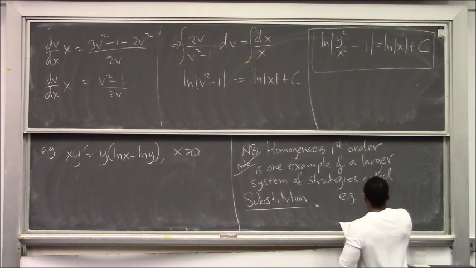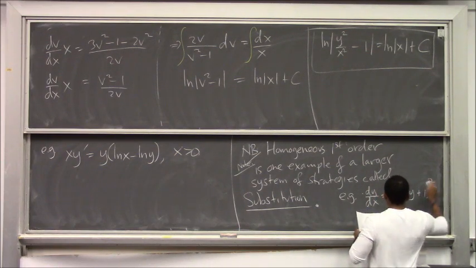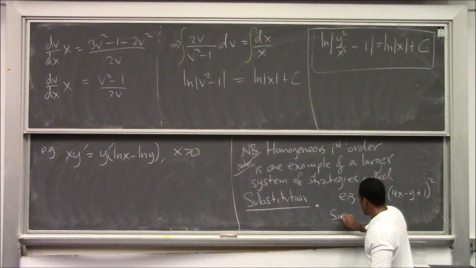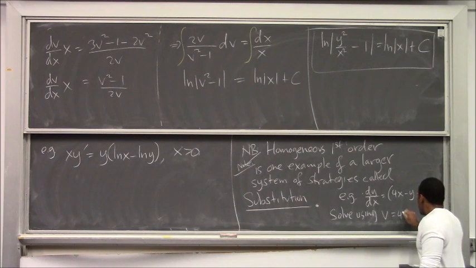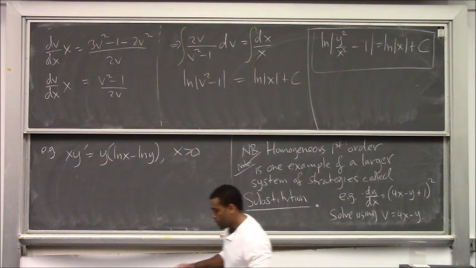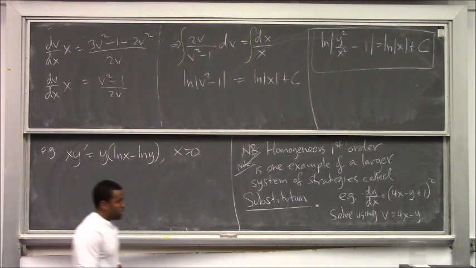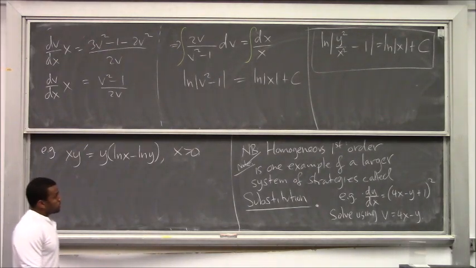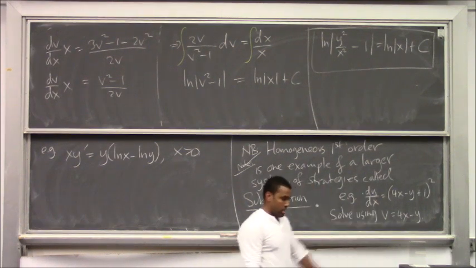Here's an example: dy/dx equals (4x minus y plus 1) all squared. This is not homogeneous, but it is something that a substitution can work on. Here's what I want you to try. Solve using the substitution v equals 4x minus y. Go through the same kind of steps that I did for these, but the same pattern is not necessarily going to present itself. Notice that it is also not linear or separable, and not homogeneous. But this substitution can actually conquer that.